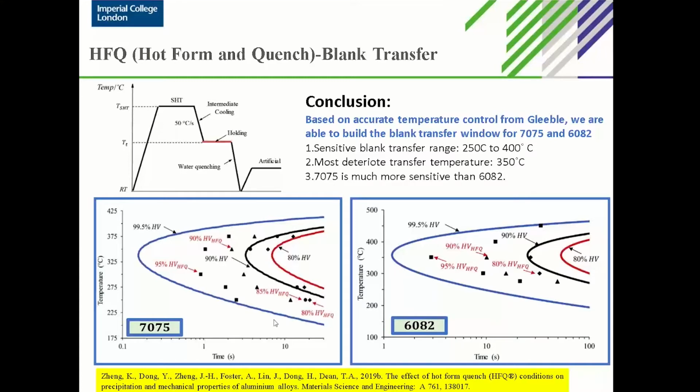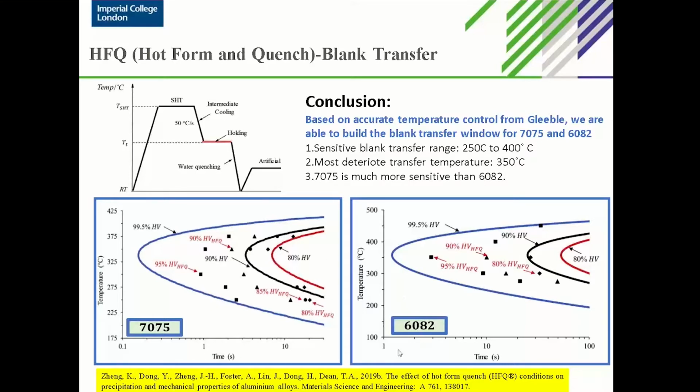And if we look at the horizontal axis, for 7 series aluminium alloy it starts from 0.1. So if our transferring temperature is 350, and after probably 1 second soaking, it will reduce around 10% of the final mechanical property. After 10 seconds, it will reduce around 20%.